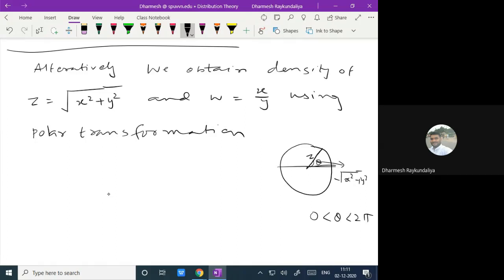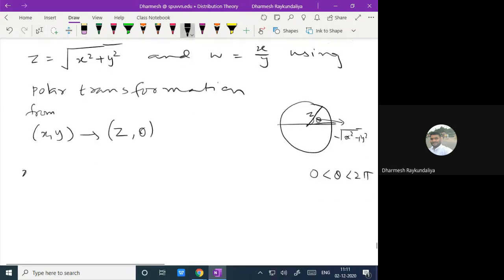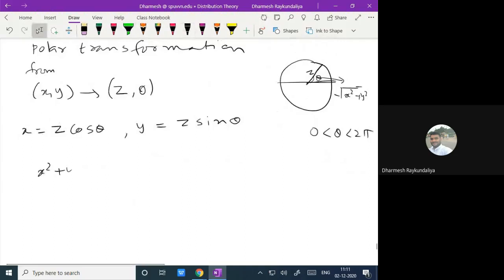So what polar transformation can you use? The polar transformation from xy to z theta. So what is that transformation form? We can take x equal to z cos theta and y equal to z sin theta. So you can see that if you take x square plus y square, what is that? It is nothing but z square into cos square theta plus sin square theta. And what is cos square theta plus sin square theta? It is 1.